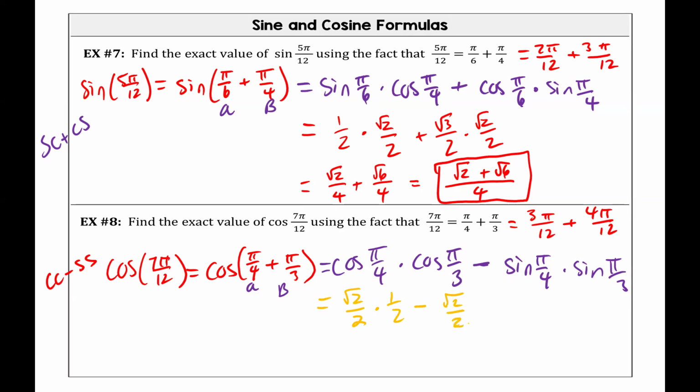Gotta love those quarters, right? And then sine of pi over 3, therefore, has to be square root of 3 over 2. When you multiply numerator times numerator, denominator times denominator, we get square root of 2 over 4 minus square root of 6 over 4. Notice the difference is simply a minus. That's it. How do we get square root of 6? Square root of 2 times square root of 3 is the square root of 6.